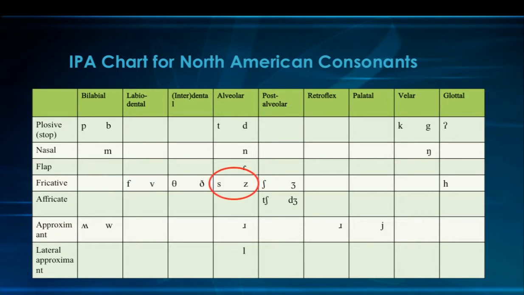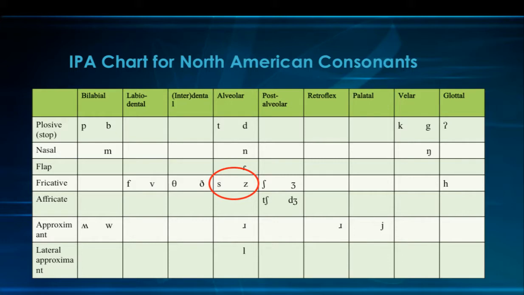Let us locate the sounds S and Z on the chart. They appear at the intersection of alveolar and fricative, which means that the airflow was obstructed at the alveolar ridge, and the sounds are both produced in the fricative manner, with S on the left being voiceless and Z on the right voiced.